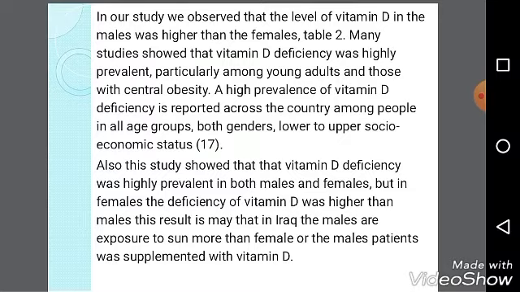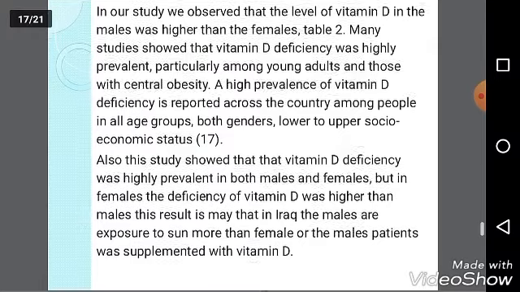Also, this study showed that vitamin D deficiency was highly prevalent in both males and females. But in females, the deficiency of vitamin D was higher than in males. This result is maybe because in Iraq, males are exposed to the sun more than females, or the male patients were supplemented with vitamin D.